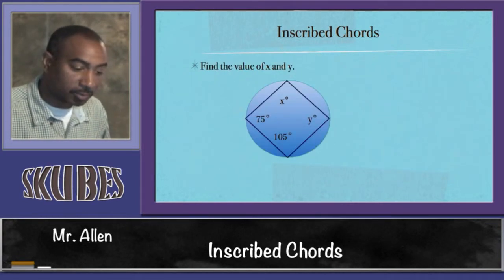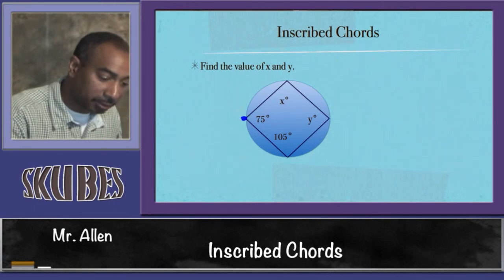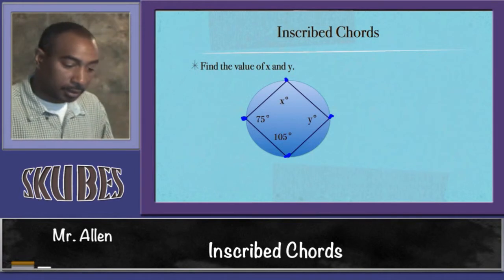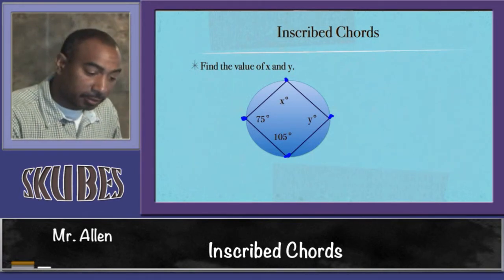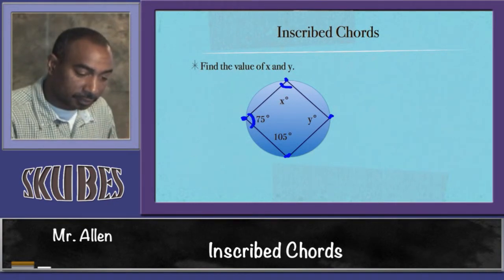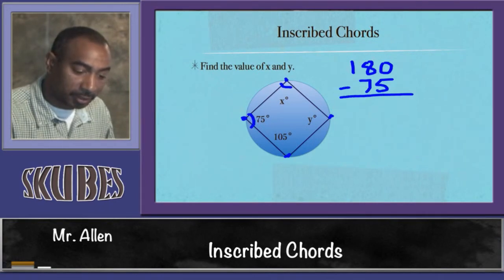Find the value of x and y. Let's say these chords form a parallelogram. Well, x I know is the same side interior angle of 75. I know same side interior angles have a sum of 180 degrees. So I can subtract 75 from 180 to get the value of x. This gives me a value of 105.